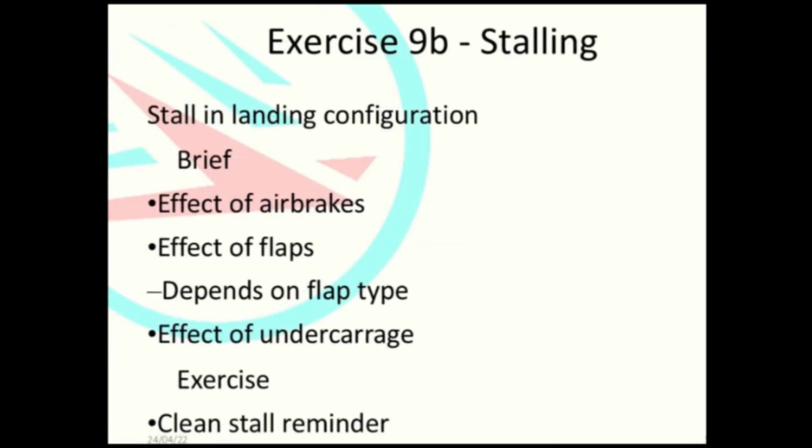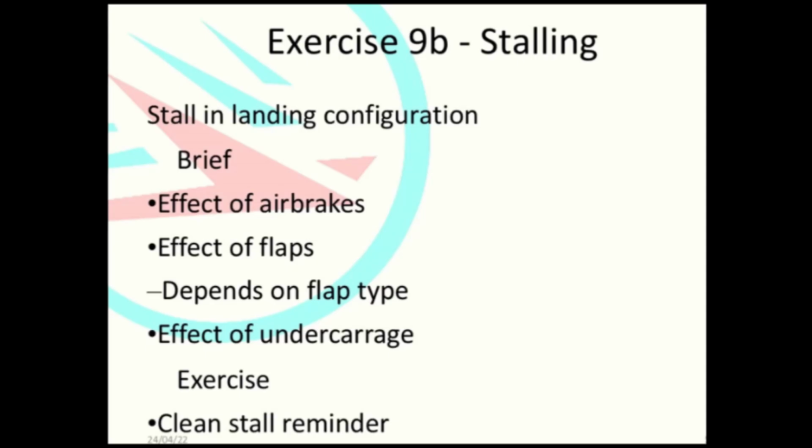Then the final stalling exercise is a stall in the landing configuration of the glider. Just read the flight manual and make sure what configurations you can stall it in. As part of the briefing, we want to brief the effect of the air brakes and the fact that the air brakes, because they kill a part of the lift, may increase the stalling speed of the aircraft. The effect of the flaps: again, it will depend on flap type, but you may find with flaps down, the stalling speed may reduce, and the effect the undercarriage may or may not have on the aircraft.